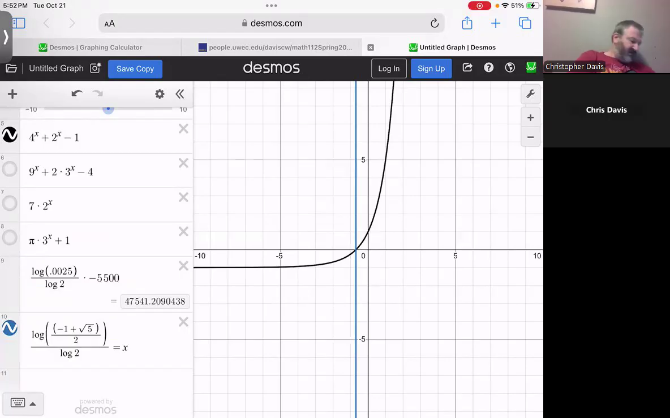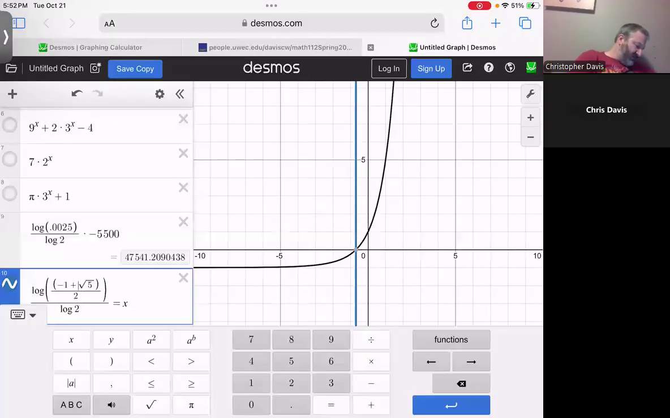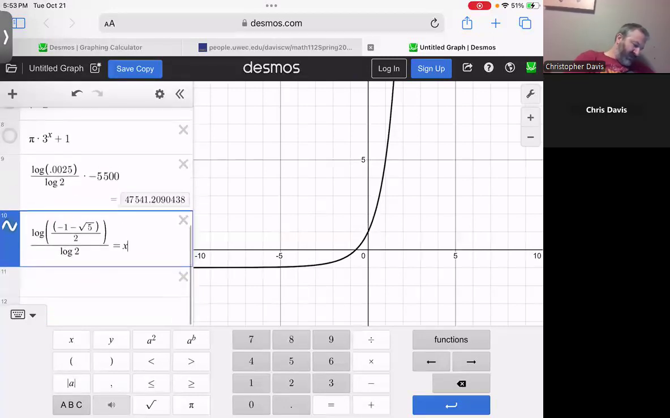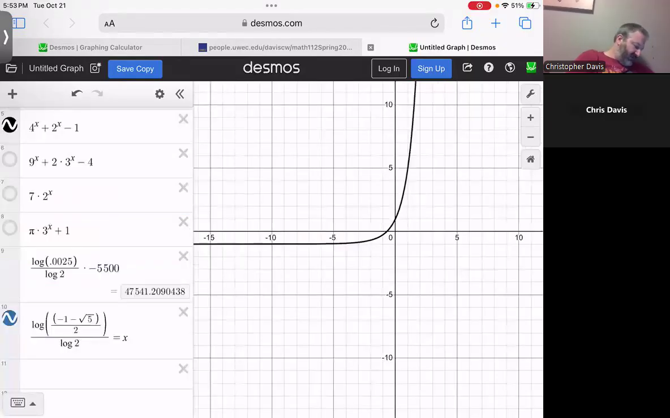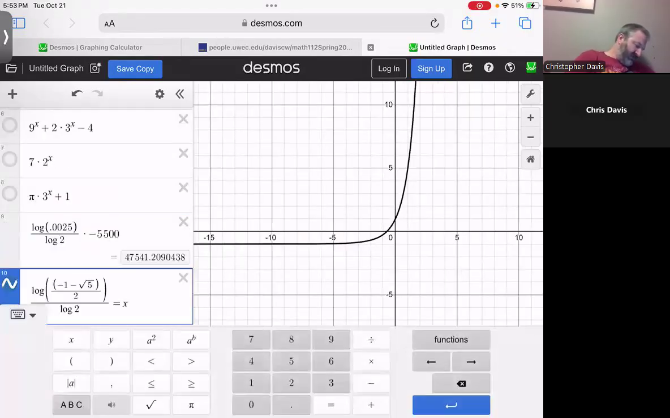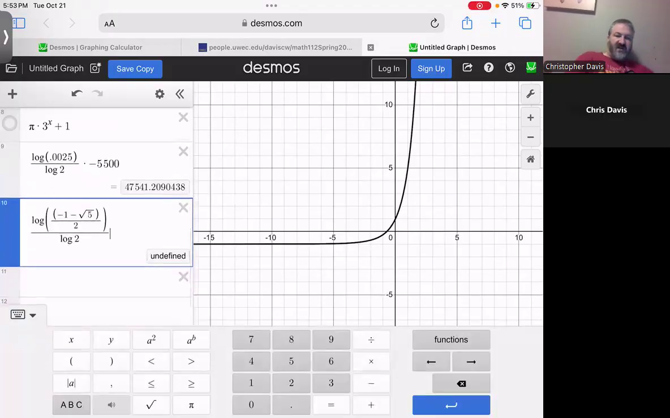But there were two solutions, right? Let's test the other one. The other one said it was at the same log, but at negative 1 minus root 5 over 2. That's weird. I don't see anything. What does that mean? Well, secretly, I know what that means. This is not defined. So let's think about why. I think I see a negative inside of that log. Let's go back to the notes document and see.